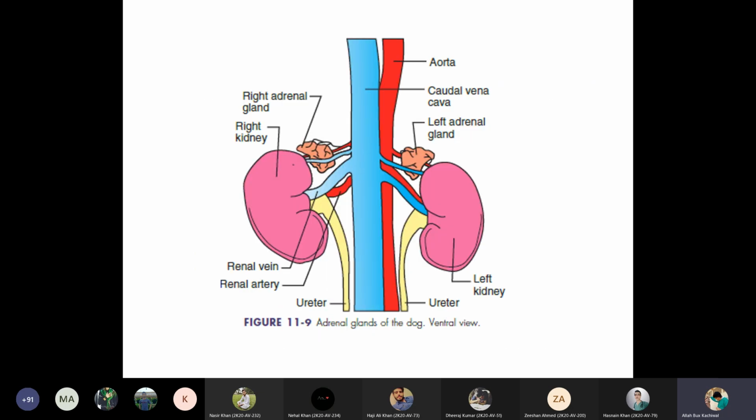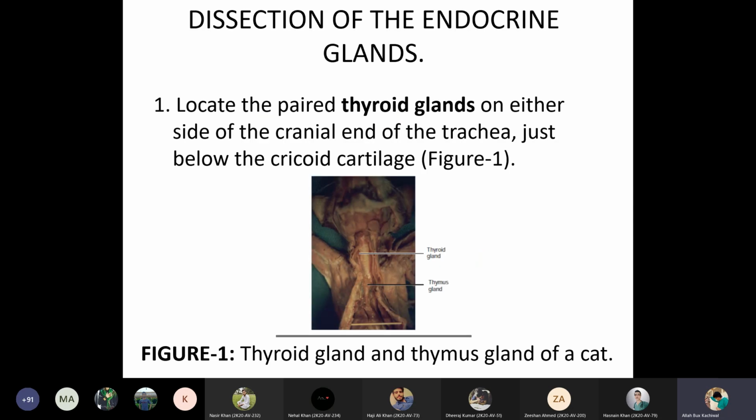If you see the kidneys, the location of the left adrenal gland and the right adrenal gland is very near to the right kidney. You know that the kidney is supported by the aorta, and the inferior vena cava supplies the blood, and these kidneys perform the role of filtration to filter the blood. So now the dissection of the endocrine glands.